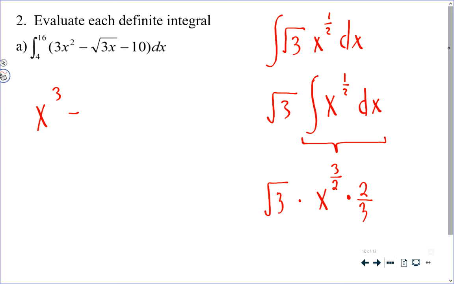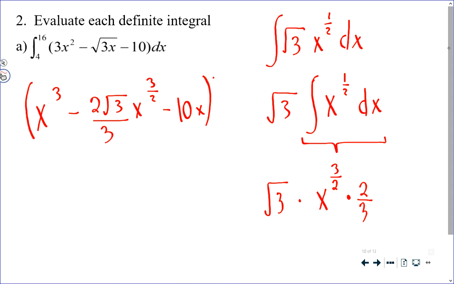We've determined that the antiderivative of the square root of 3x is 2 root 3 over 3 multiplied by x to the 3 halves. Then I have minus the antiderivative of 10, which is 10x, and I am evaluating that entire antiderivative from 4 to 16. So I have to put 16 in.